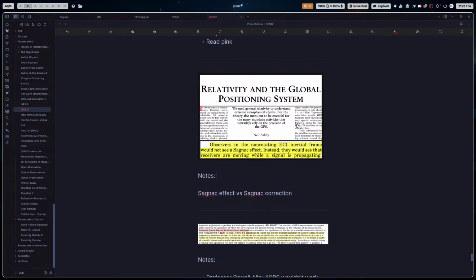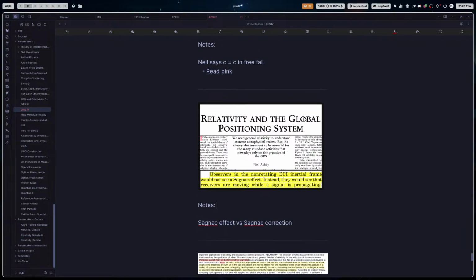That's not true, sir. We're not in the Earth-centered inertial frame. We are rotating with the Earth. We are in Earth-centered, Earth-fixed coordinates. We're not in the ECI reference frame. That's the ECEF frame where the measurement is made.